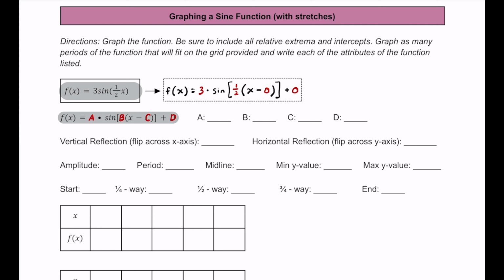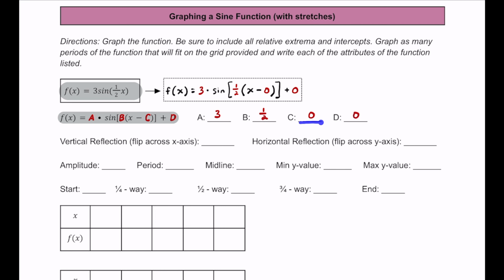Hopefully writing this out like this will help you identify your a, b, c, and d a little bit more clearly. So we can see here that a is equal to 3. I'm going to write that in over here. We can also see that b is equal to 1/2. I'm going to write that in for b. For c, we have 0, so let's write 0 for c. And then for d, looks like we have 0 as well, so we can write that.